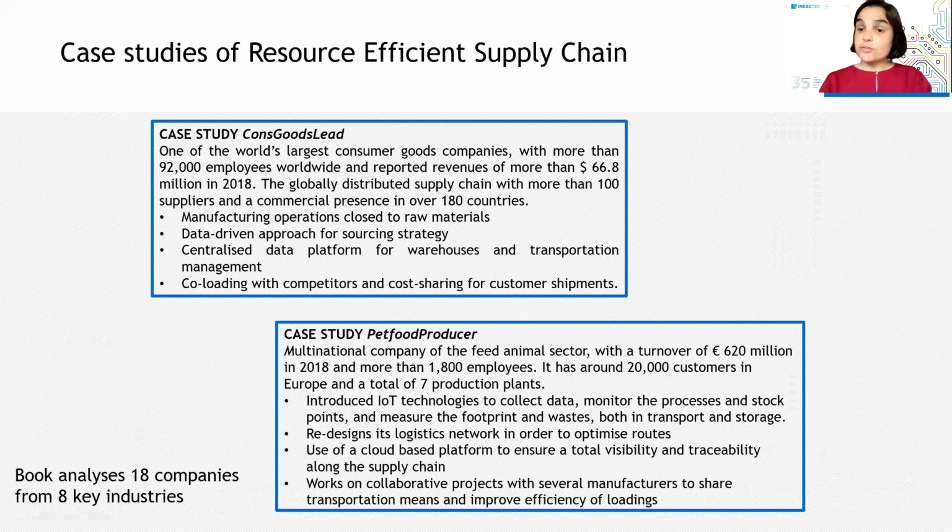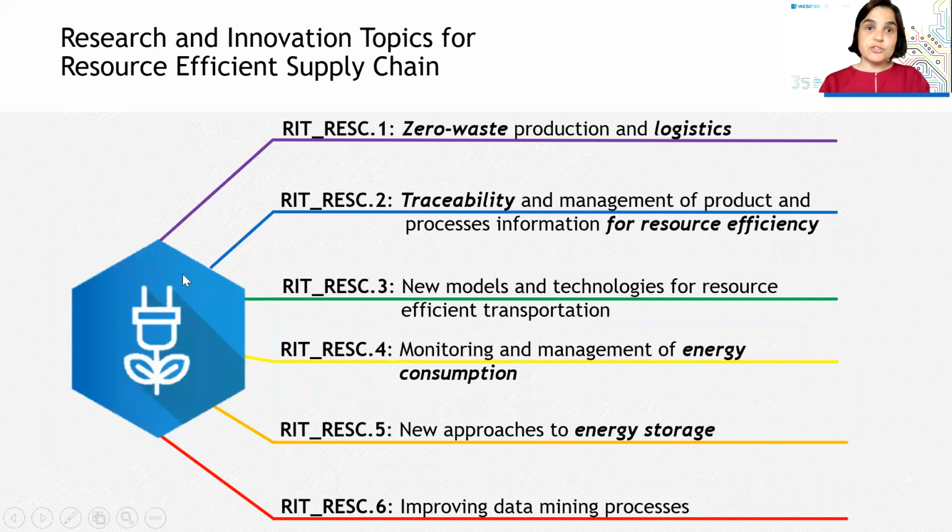Also, we did surveys with several practitioners and researchers, and from all the data we collected, we were able to define the research and innovation topics for resource efficient supply chain. So basically, these are 6 recommendations of what is needed in Europe in terms of research and innovation towards achieving resource efficient supply chains. I don't want to repeat, but you can see here the same trends.